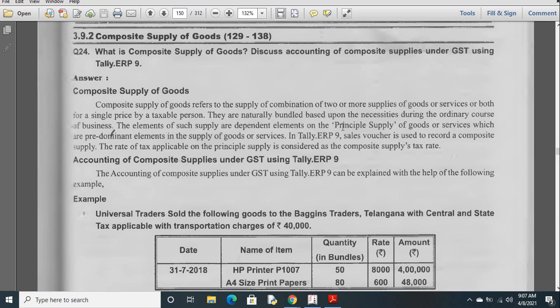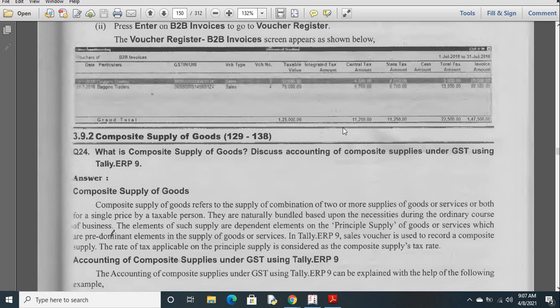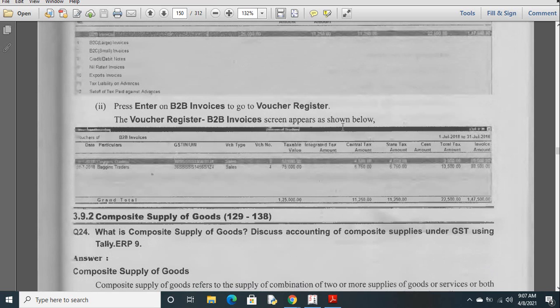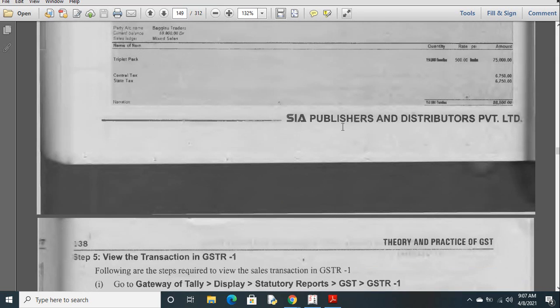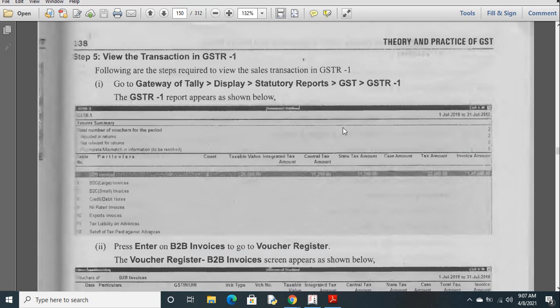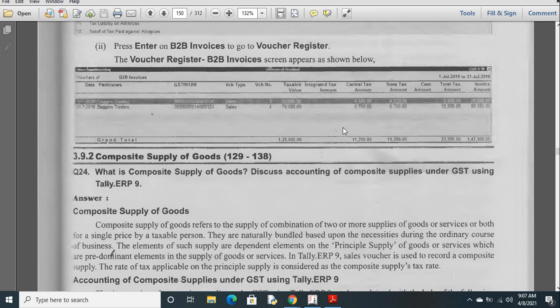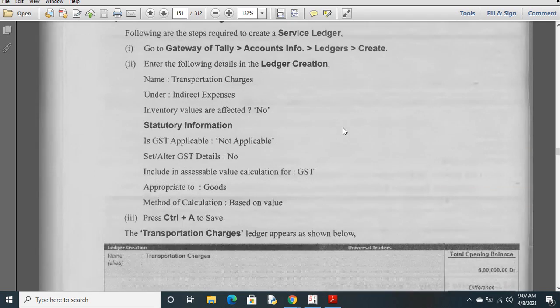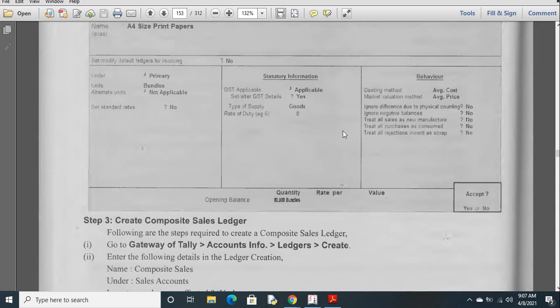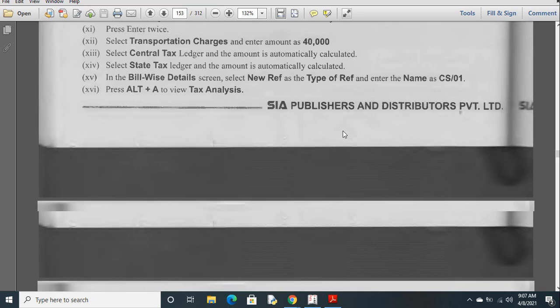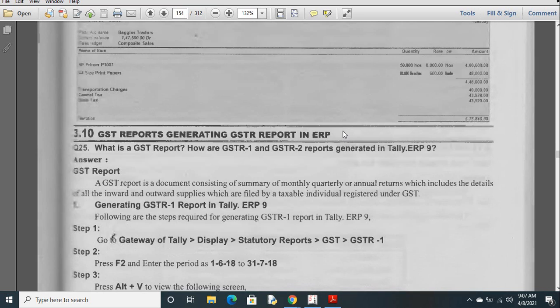Good morning. In the last class, we discussed mixed supplies and different transactions, how to go with advance payments and advance receipts, and how to cancel the receipts which we have paid in advance. So all the things we have discussed in the last class. Today we'll see one important topic, that is composite supply, the last important topic.